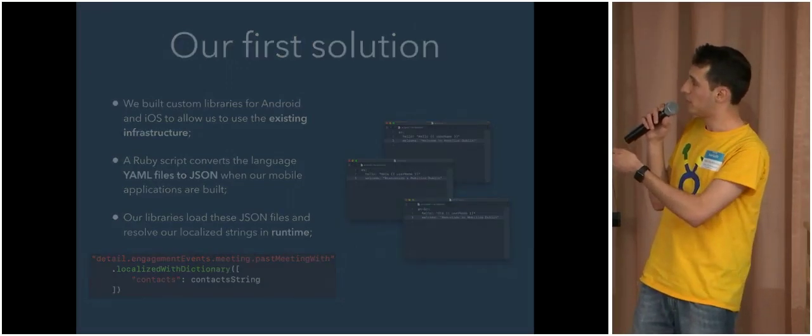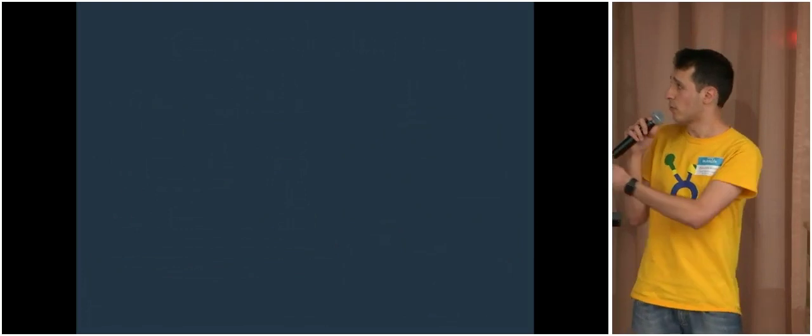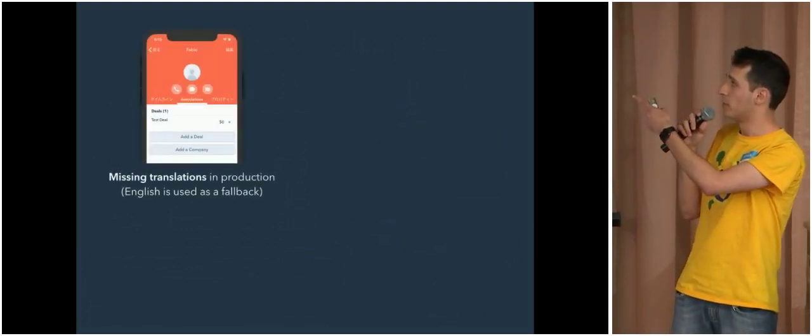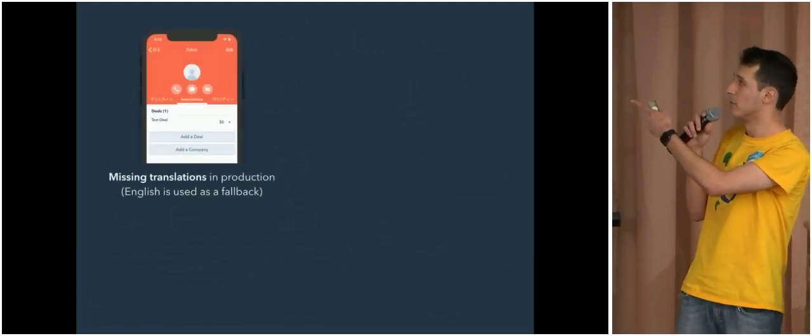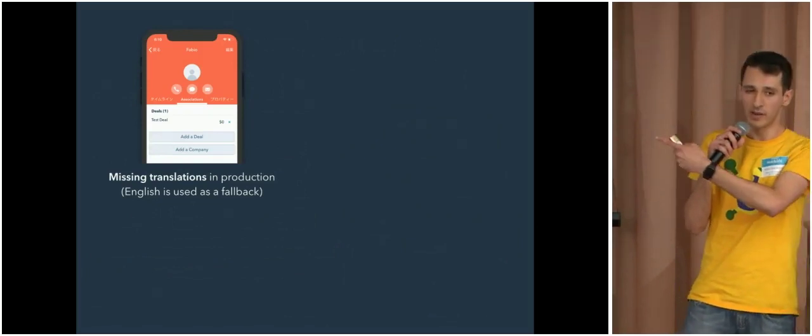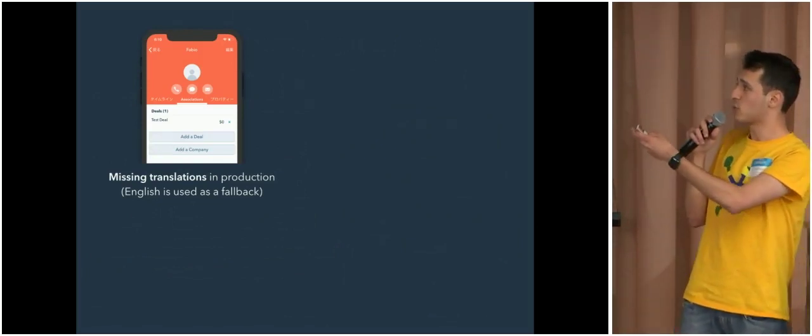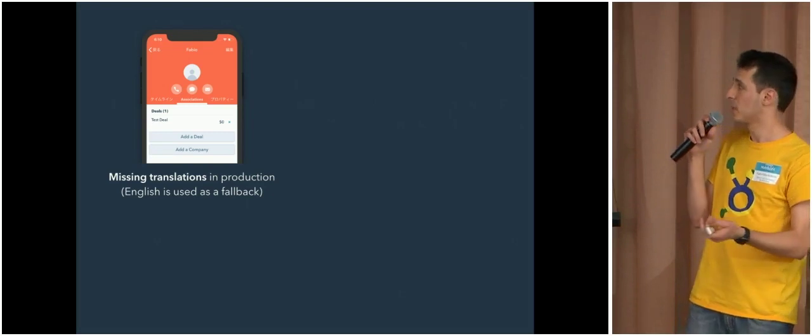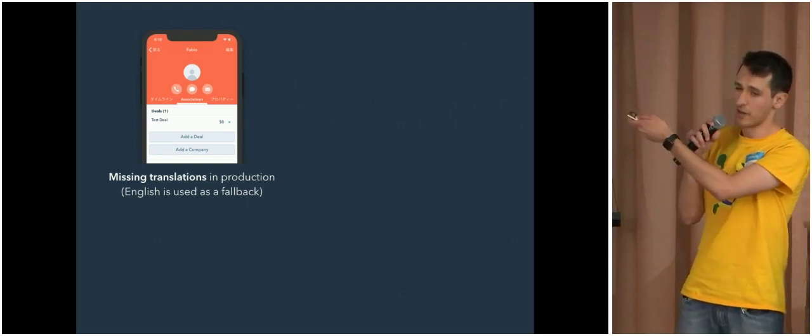So this didn't go that well. One of the problems we had: let's say we opened the app in Japanese. You will see some English text here. That happens because our English translation is always there, but the Japanese translation might not be there. So we want to know when this kind of thing happens.